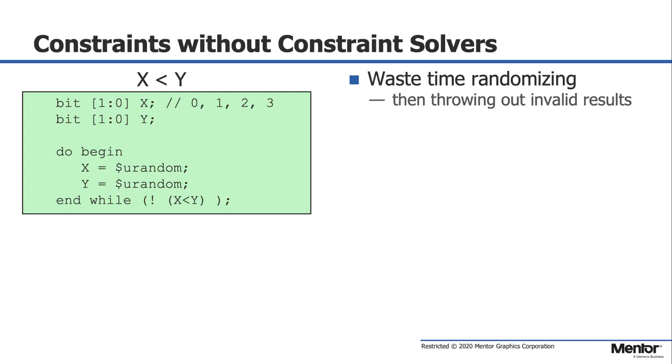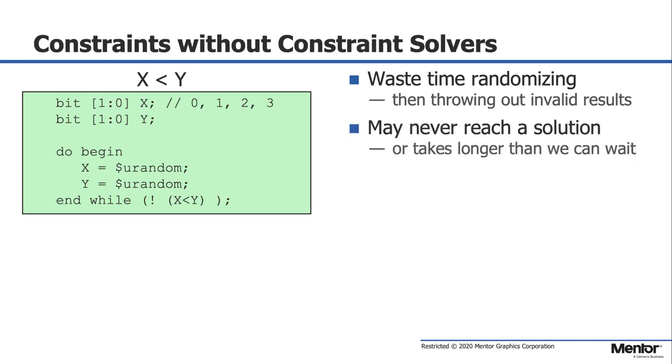Imagine if you had a large set of equations. And you may never reach a solution. It could be that your constraints don't have a solution, or it just takes too long. The probability of getting a valid solution is so low that you just may never see it.